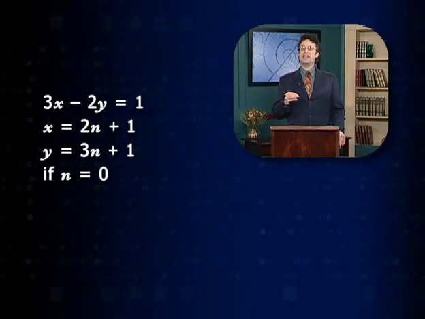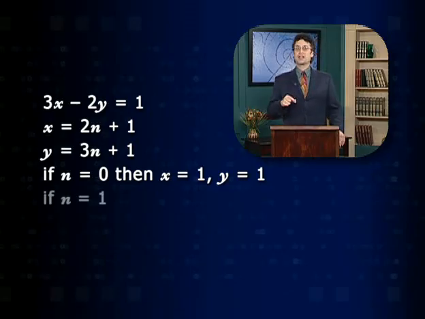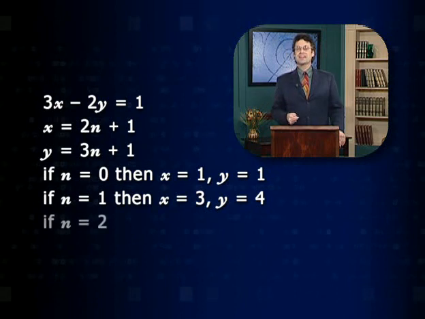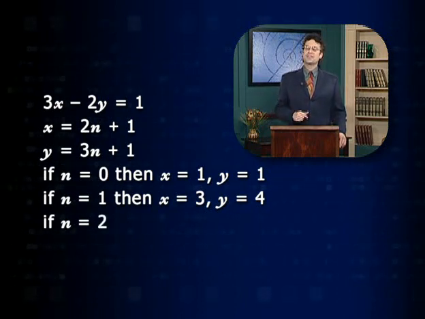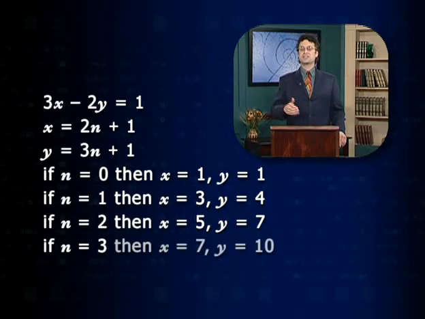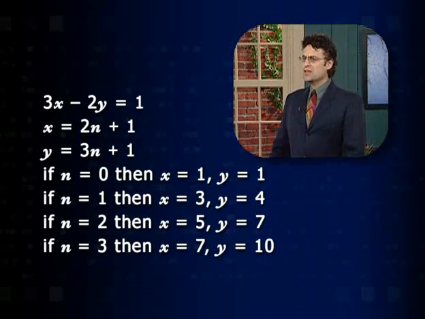So, for example, if we let n equal 0, then we find the solution x equals 1, y equals 1. If we let n equal 1, then we see again the solution x equals 3, y equals 4. If we let n equal 2, then we see the solution x equals 5, y equals 7, and so on. If we let n equal 3, then we see the solution x equals 7, y equals 10, and so on. Well, this example leads to the most fundamental issue in the area of study: determining if Diophantine equations actually have integer solutions.